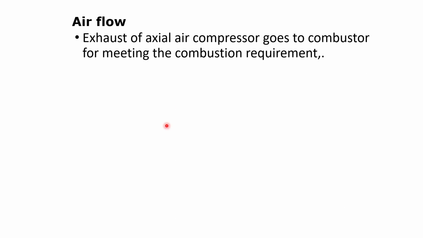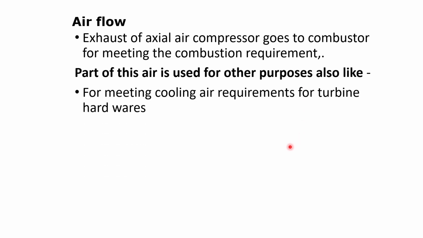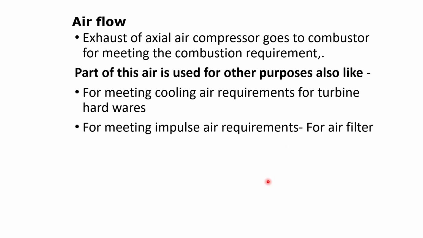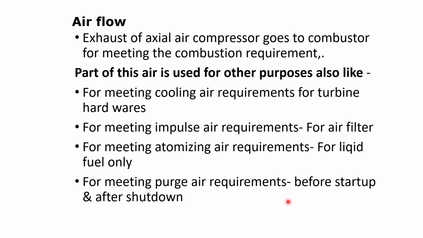Now we will talk about the airflow. Exhaust air from the axial air compressor goes to the combustor for meeting the combustion requirement. Part of this air is used for other purposes also, like meeting cooling air requirement for turbine hardware, meeting impulse air requirement for the air filter, meeting atomizing air requirement for liquid fuel only, and meeting purge air requirement before startup and after shutdown.